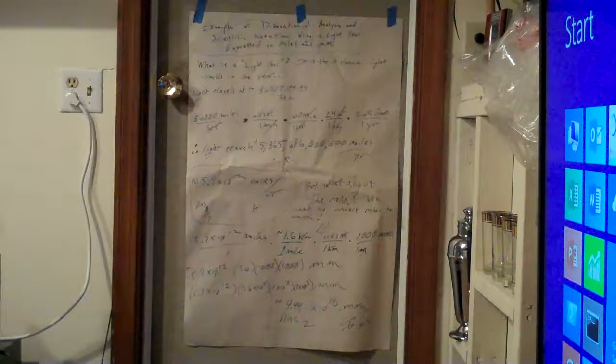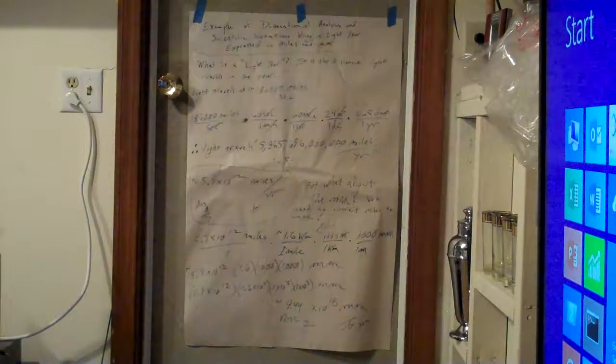Alright, what is a light year? It is the distance light travels in 1 year. And light travels at approximately 186,000 miles per second. The problem is we're going to try to convert that notation, light year, right there, into so many miles and ultimately into millimeters.